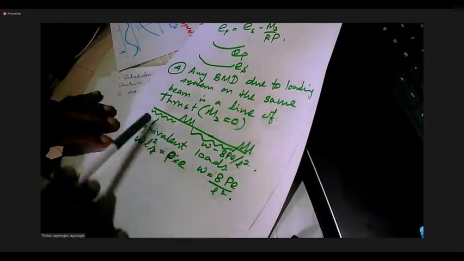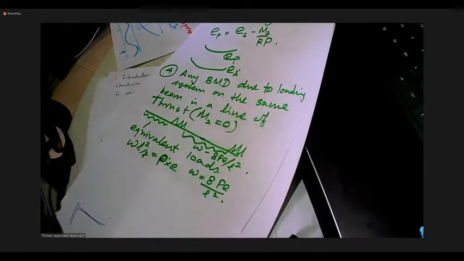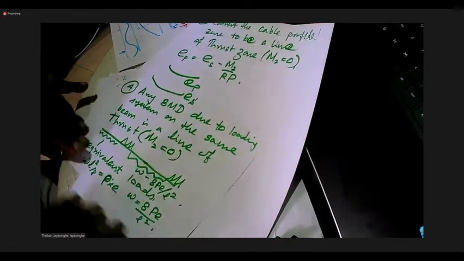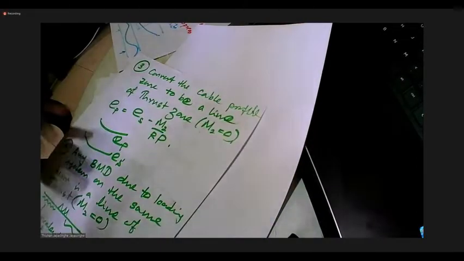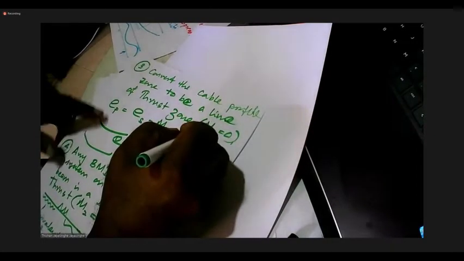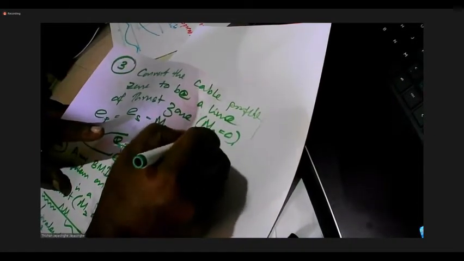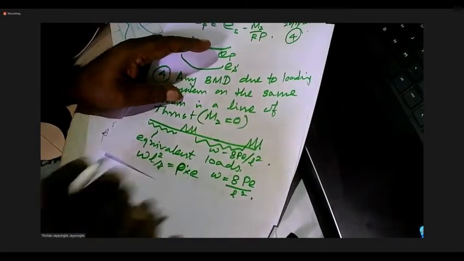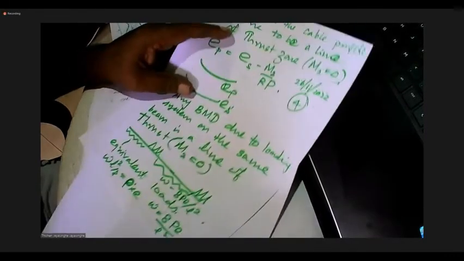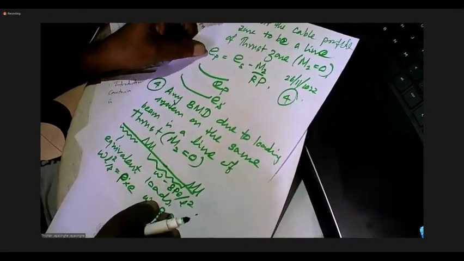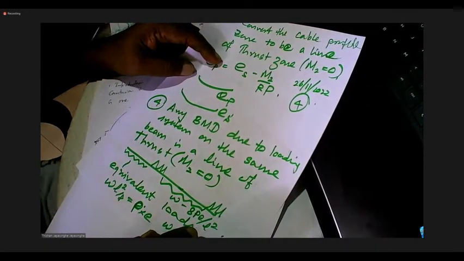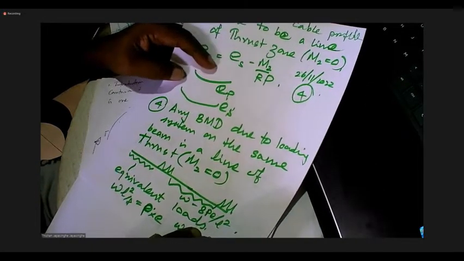So we can apply equivalent loads when you know the profile. And this is called the load balancing method, and it's widely used in the design of PT cells. So basically, any bending moment diagram due to a loading system on the same beam is a line of thrust.